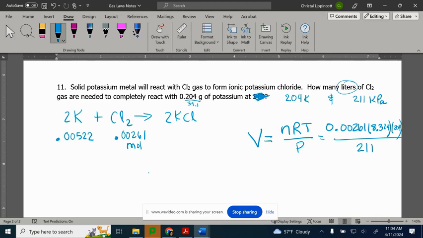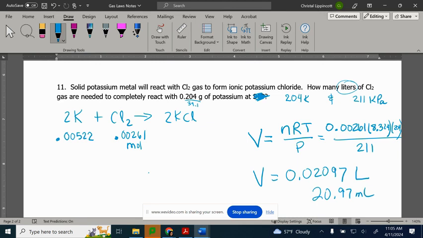All right, so I'm going to take this guy. I'm going to multiply by 8.314 times my temperature. And then I'm going to divide by my pressure. And I ended up with a volume of 0.02097. And that's going to be liters. If I wanted to convert that into milliliters, I would go 1, 2, 3. That would be 20.97 milliliters.